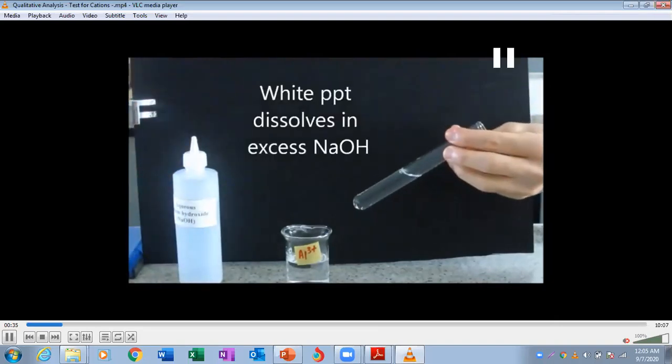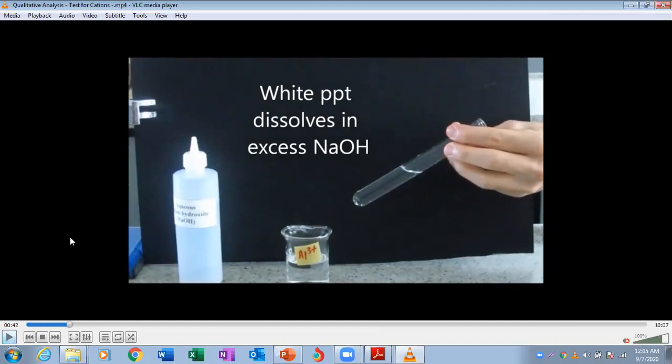Now we are moving towards the next thing. Okay, now please note down, aluminum plus little quantity of sodium hydroxide solution is equal to white precipitate. Aluminium plus more quantity of sodium hydroxide solution, white precipitate dissolved. Okay, now again the next slide.